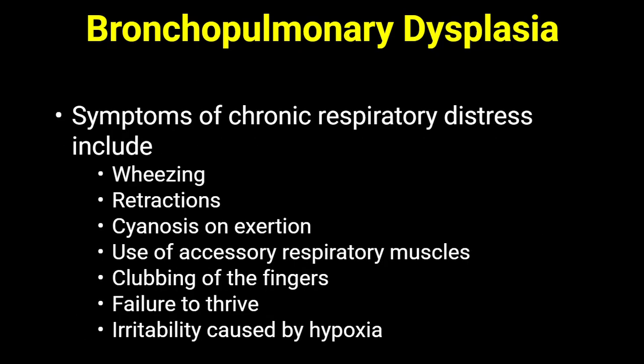Symptoms of chronic respiratory distress in BPD include wheezing, retractions, cyanosis on exertion, use of accessory respiratory muscles, clubbing of the fingers from chronic hypoxia, failure to thrive, and irritability caused by hypoxia. These infants work hard to breathe and burn excessive calories doing so.